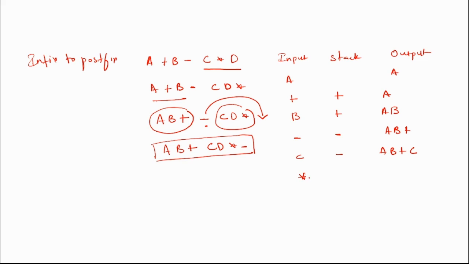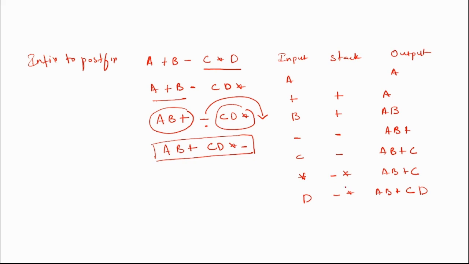Then comes multiplication, star. If the incoming operator has greater precedence than the operator in the stack, then push, right? AB plus C, correct? After C you have star, right? And then after star you will have D here, correct? D is not an operator, therefore AB plus C D, correct?